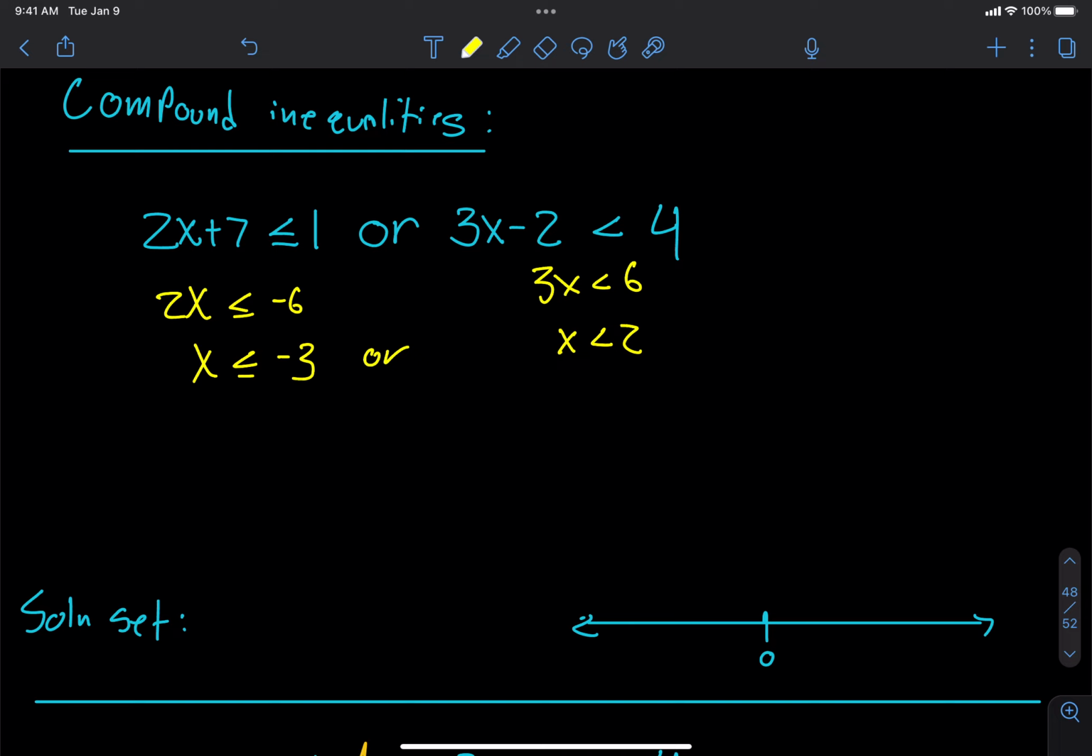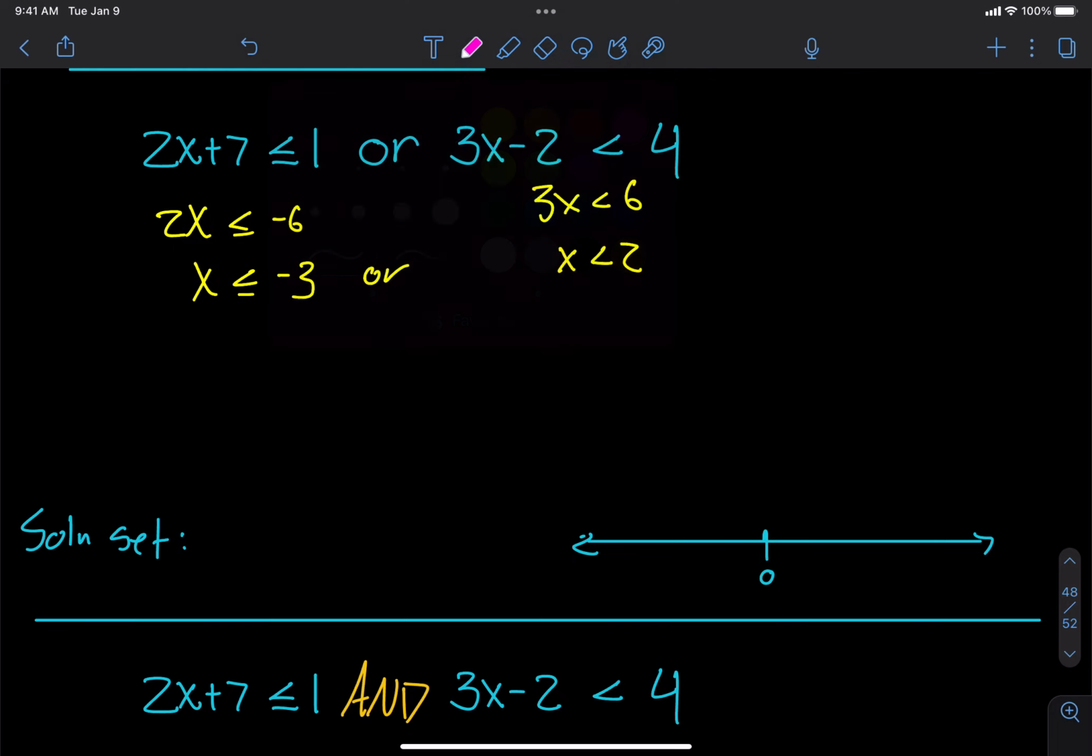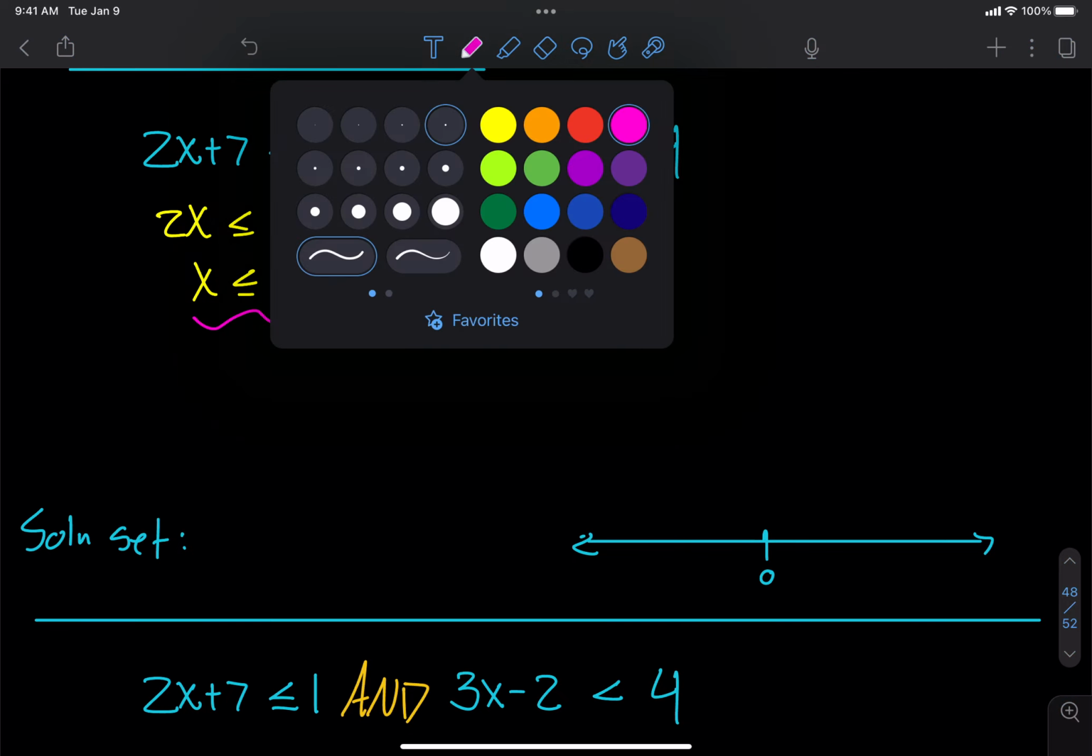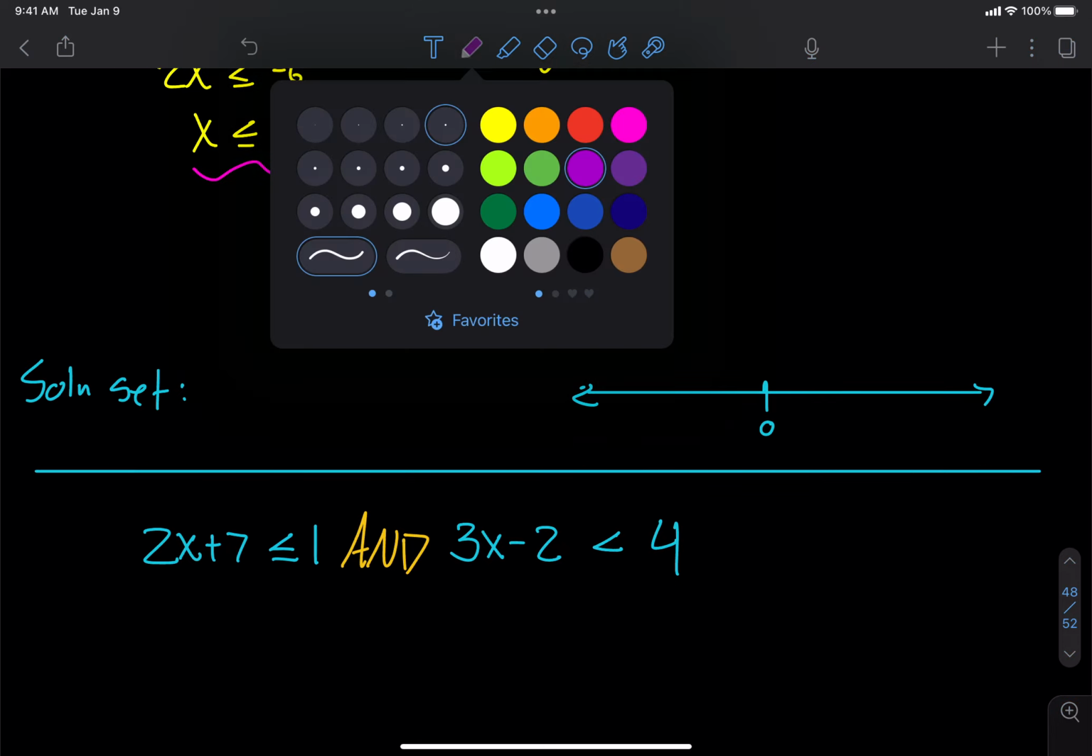Okay. So an OR here. Here's what I'm going to do to demonstrate this. I'm going to graph both of these inequalities with different colors. I'll do one with pink and one with purple. You got it. One with pink and one with purple. All right. So the one with pink, let's draw that one first.